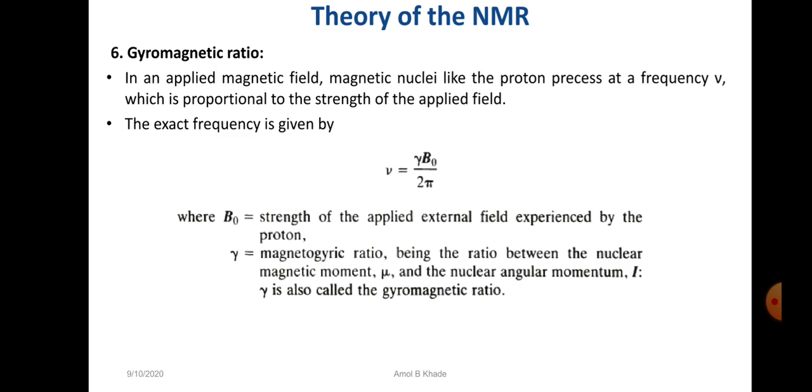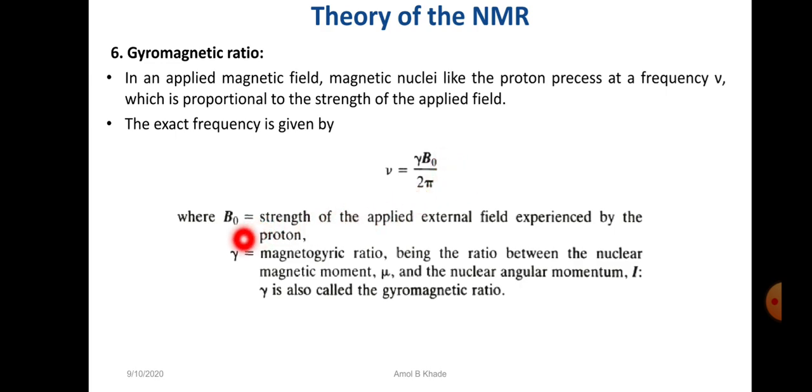Then next is the gyromagnetic ratio, also called the magneto-gyric ratio, which is a very important parameter in NMR spectroscopy. In an applied magnetic field, magnetic nuclei like the proton will precess at a frequency nu, which is proportional to the strength of the applied magnetic field. To be precise, this precessional frequency nu is equal to gamma times B0 divided by 2 pi.